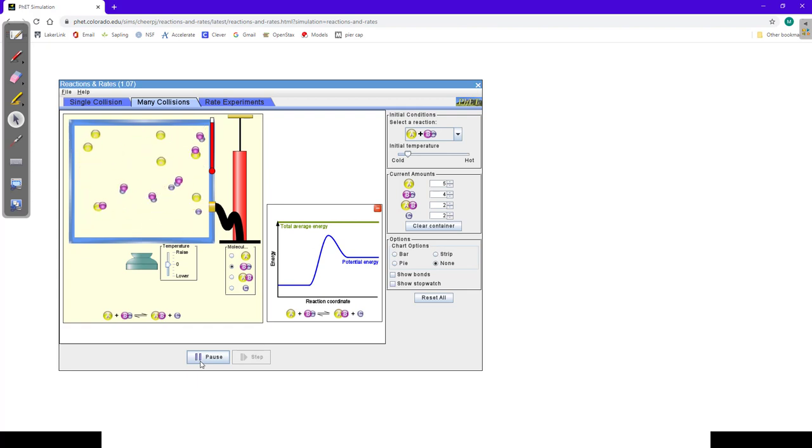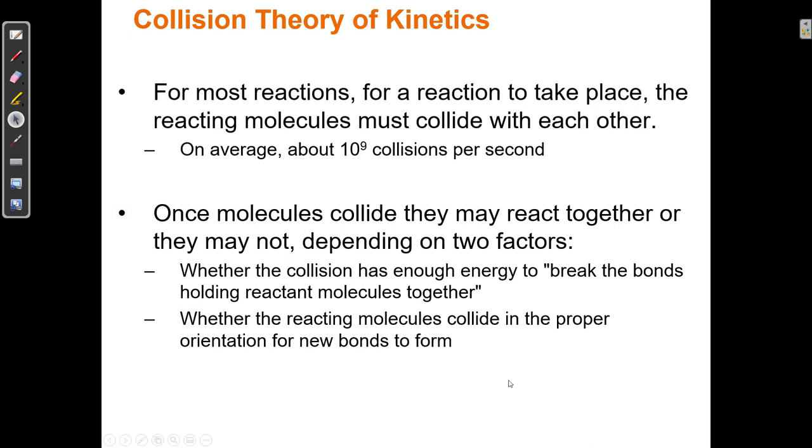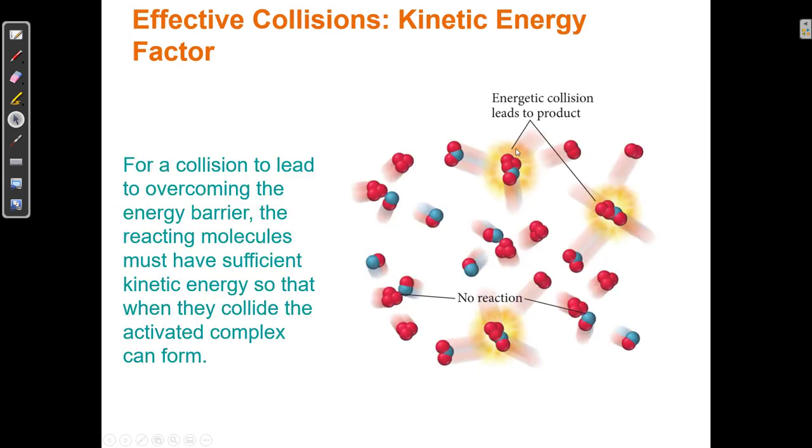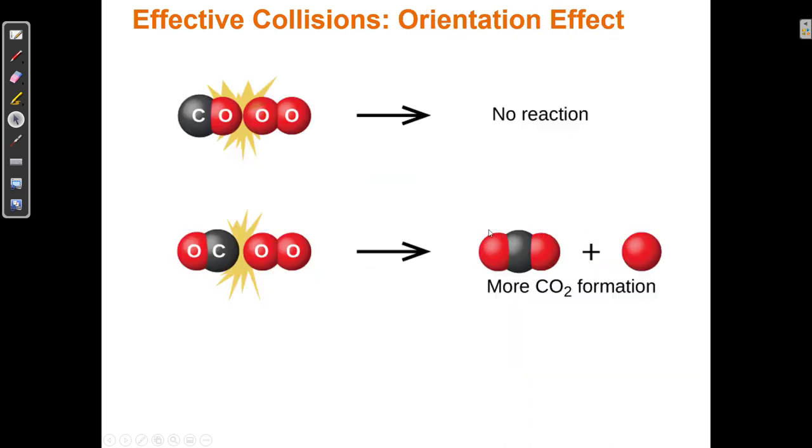So the more complicated the orientation requirements become, the slower the reaction goes. So for particles that have a lot of atoms, for molecules that are really complicated, rates could be pretty slow because they have very high requirements for the orientation. The geometry at which these particles have to hit each other has to be just right in order for the reaction to occur. So an energetic collision leads to a product. They have to be going fast enough, and they have to have the exact right orientation.